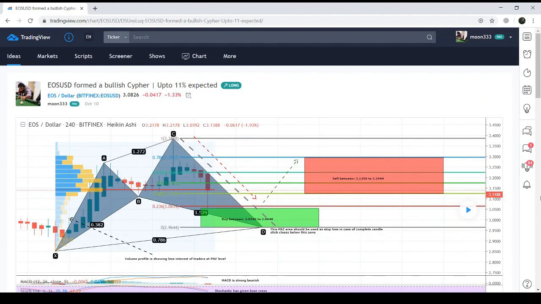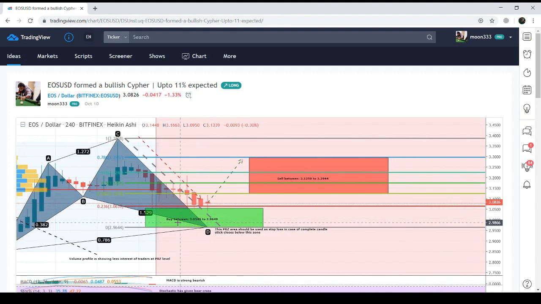Then I shared this chart of EOS US dollar with you, and on this chart the price action formed a complete cipher pattern, and from this potential reversal zone the price action took the bullish divergence and hit the sell zone almost up to 0.618 Fibonacci. However, I think this trade is still valid, and the price action can again take the bullish divergence and hit another spike within this potential reversal zone.